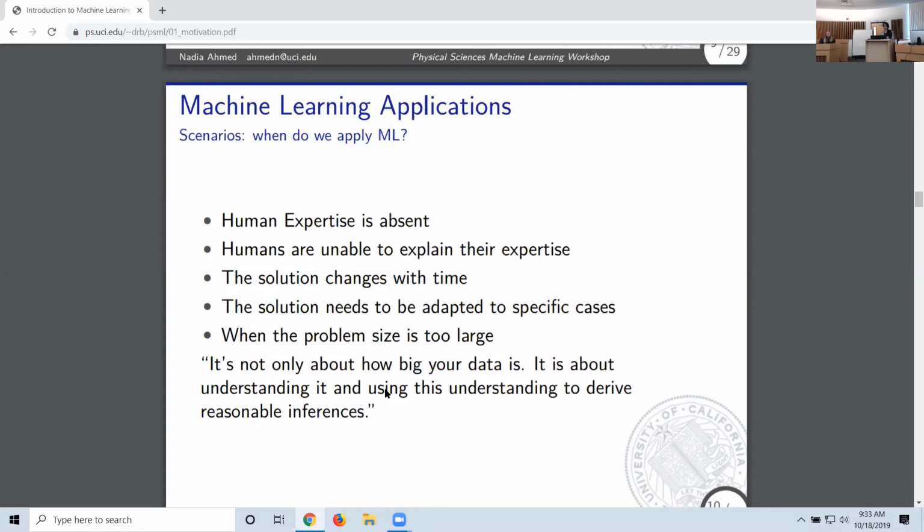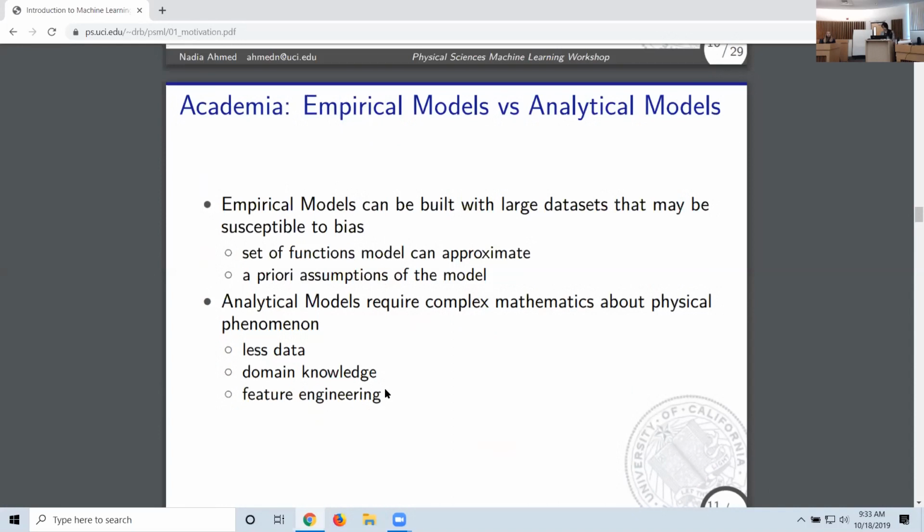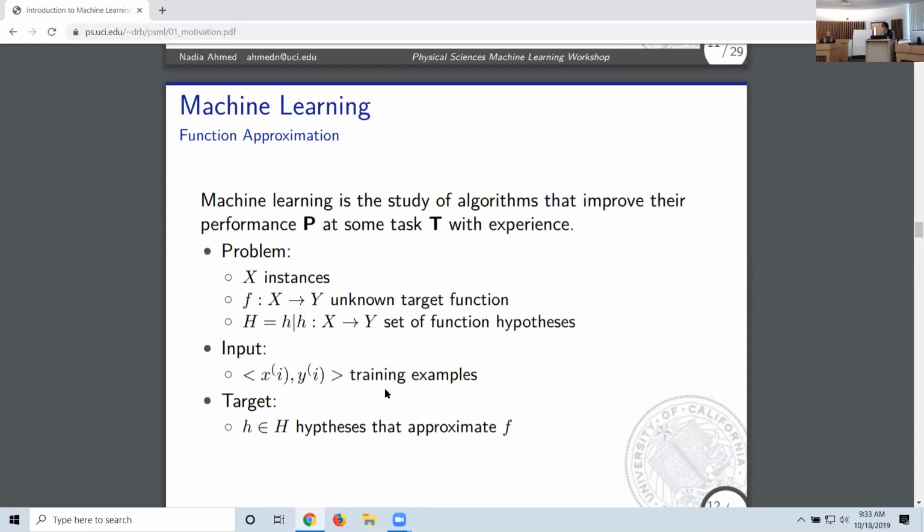When we have issues with human expertise, although you can argue even with human expertise you need it when the problem size is basically too large. So anyway, let's actually get into some machine learning.